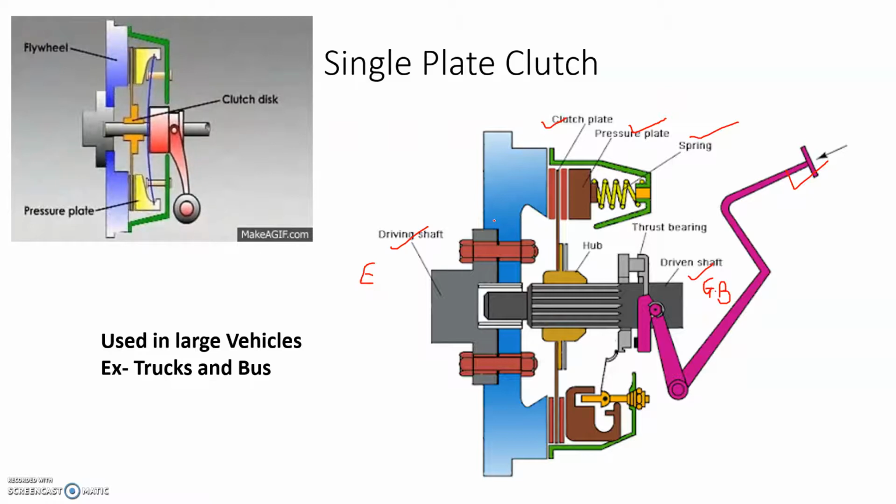So basically a clutch plate, which is also called a friction plate, is a mechanical device which has a friction lining on both its sides, and it is mounted on the spline driven shaft. That is, it can be moved to left or right accordingly. Next we have the pressure plate.